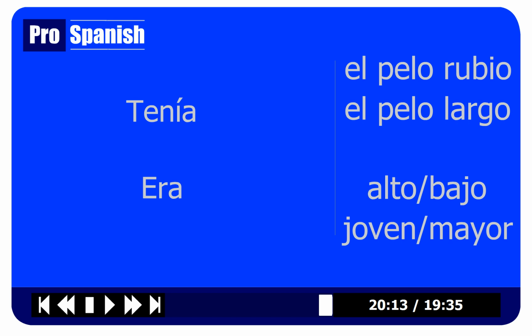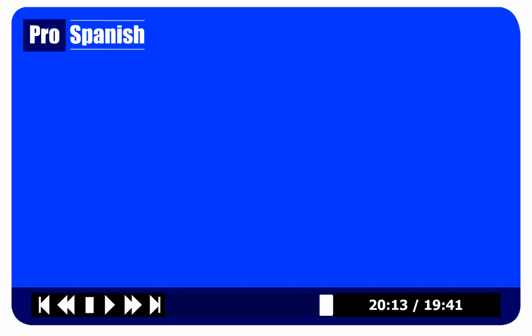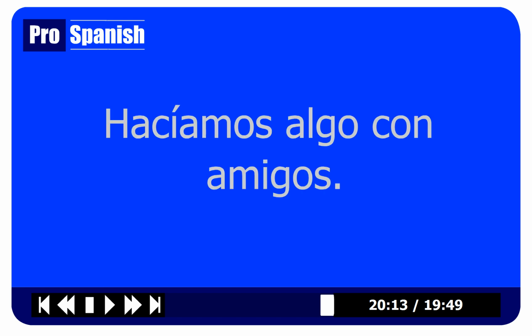And finally, how would you say we did something with friends? Hacíamos algo con amigos. And obviously that means we used to do something with friends, not just last weekend we did something with friends, but perhaps every weekend or in the evenings we used to do something with friends. Hacíamos algo con amigos.